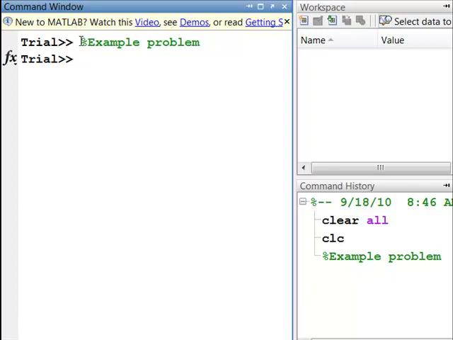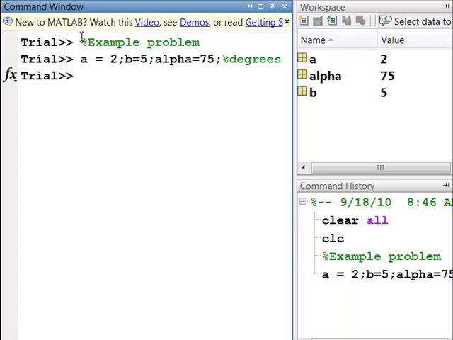First thing we're going to do is define the variables we were given in the problem. So we know a equals 2 and b equals 5. And then alpha equals 75. I'm going to put a note here that that's in degrees so that we remember that. And we'll hit enter, and you'll see over here in the workspace, those three variables are now created, and as we've been working, the command history is recording what we're doing.